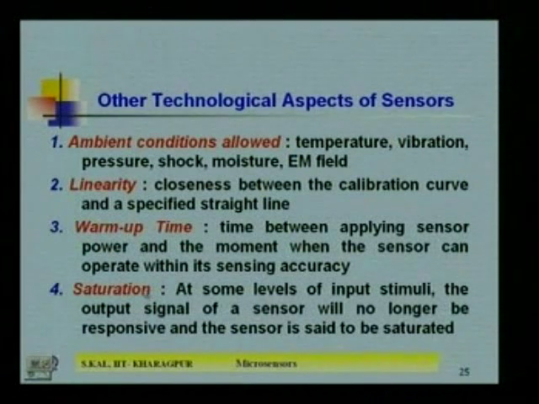Another one is saturation. At some levels of the input stimulus, the output signal of a sensor will no longer be responsive, and the sensor is said to be saturated. If you keep increasing the input stimulus, the output increases, but after a certain limit the output may not increase. That is the saturation level it has reached. So that is the normal definition of saturation, also a technological parameter of a sensor.